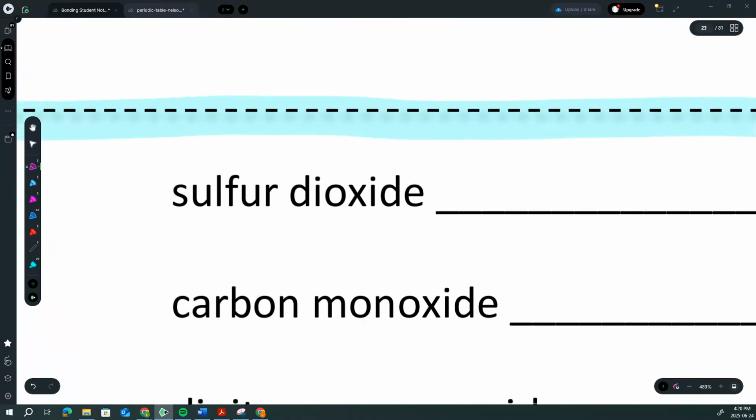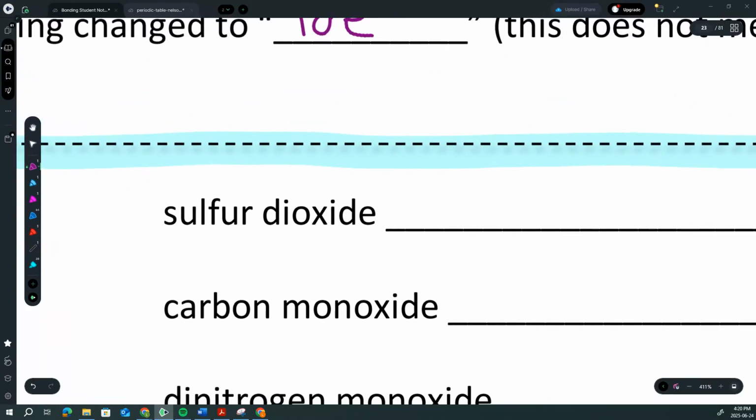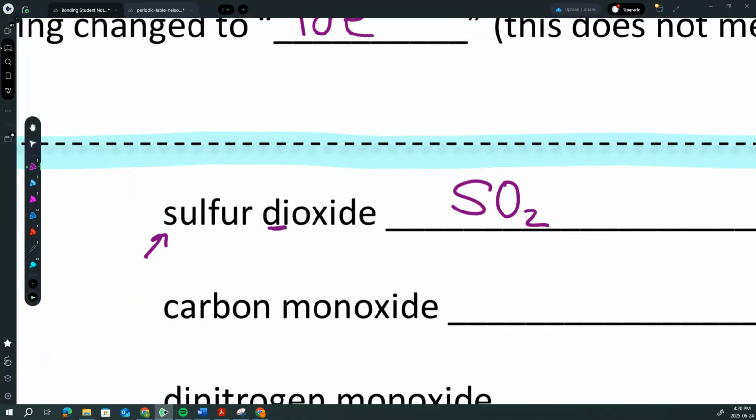Okay. Moving on to going from a name to the formula. First one here is sulfur dioxide. So there's no prefix to the sulfur. That means there's only one of them. So I'm going to write sulfur and then di. That's a prefix that means 2. So O2.